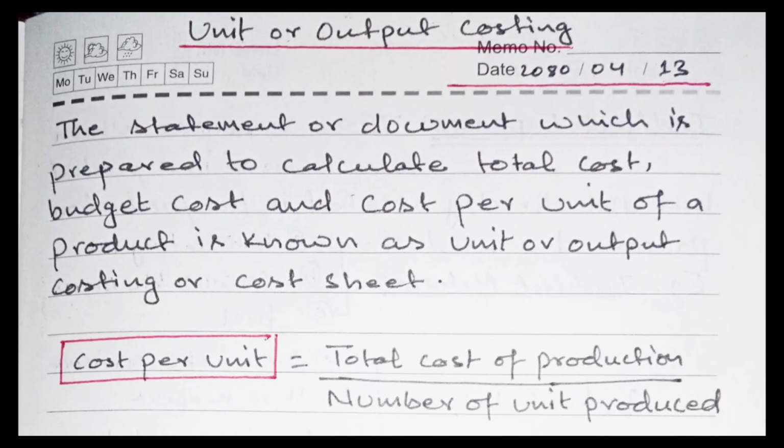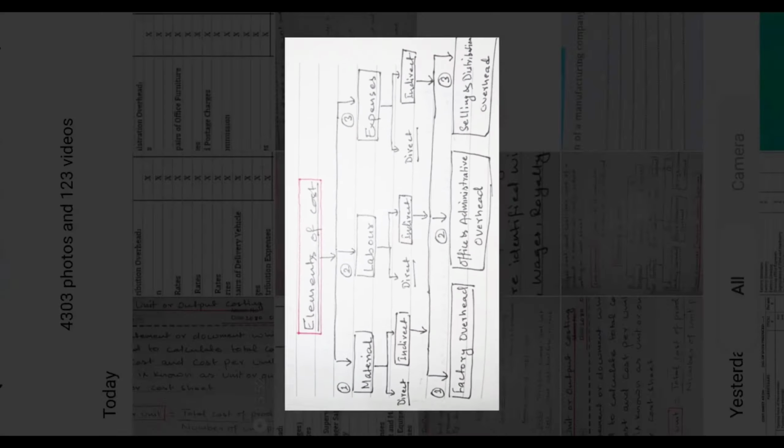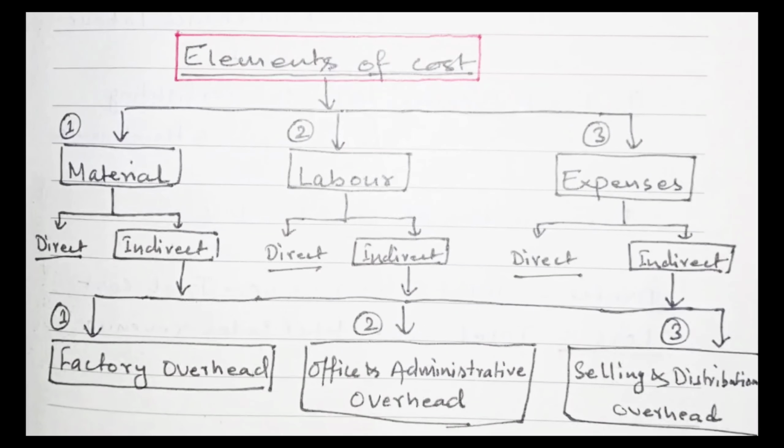So in this chapter, to understand cost in a deep way, we need to know about its elements. Some elements of cost are shown in this flow chart. The elements of cost are materials, labor, and expenses. These elements are further divided into direct and indirect.